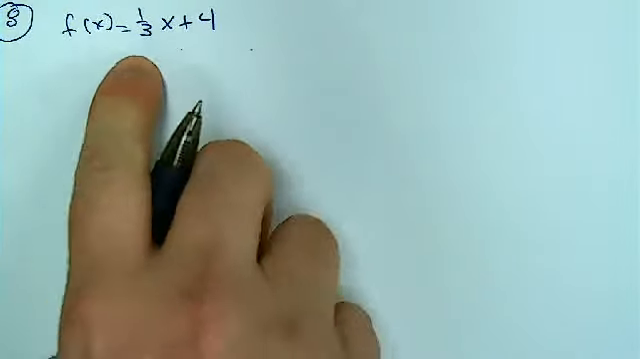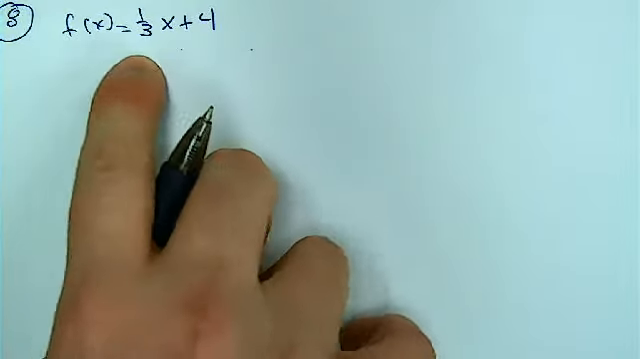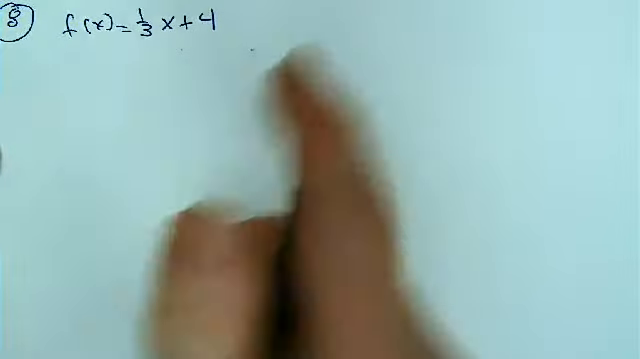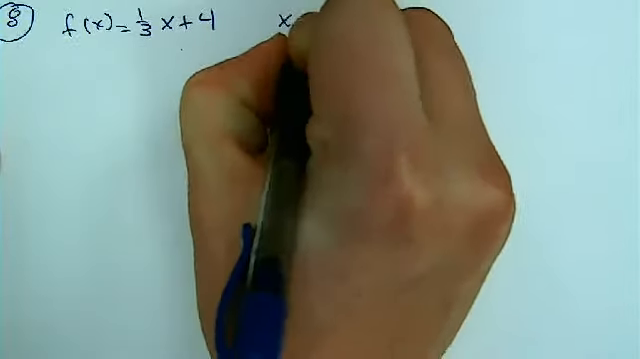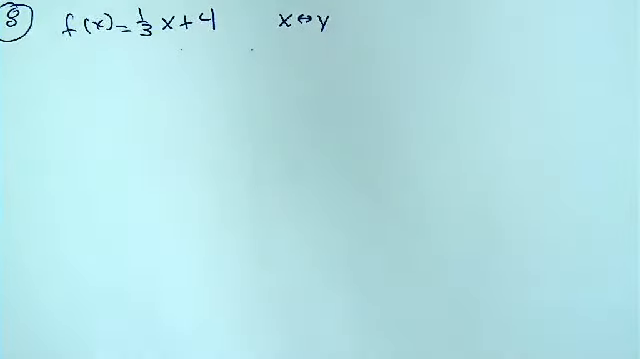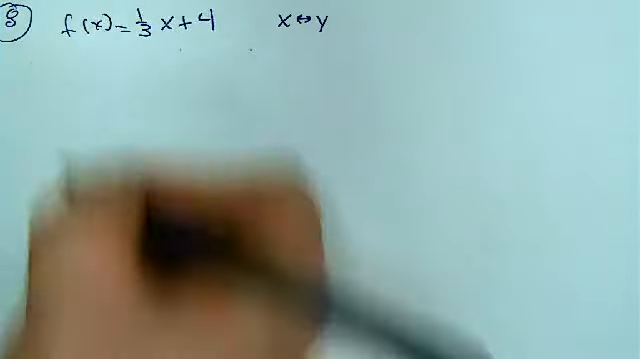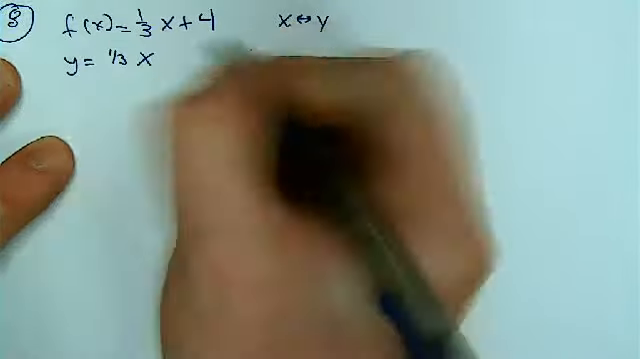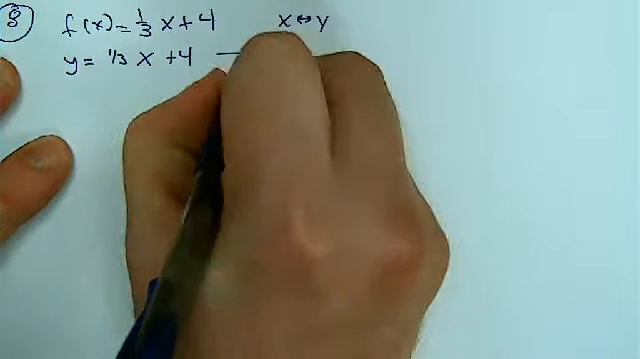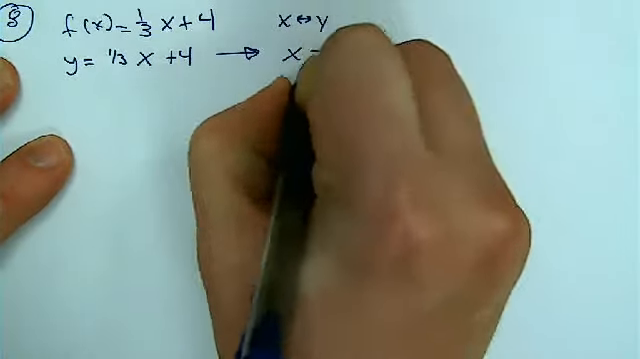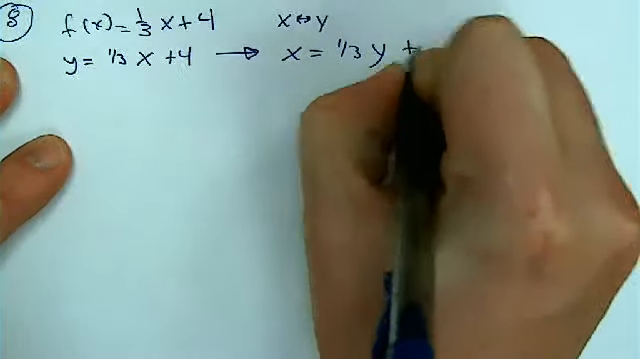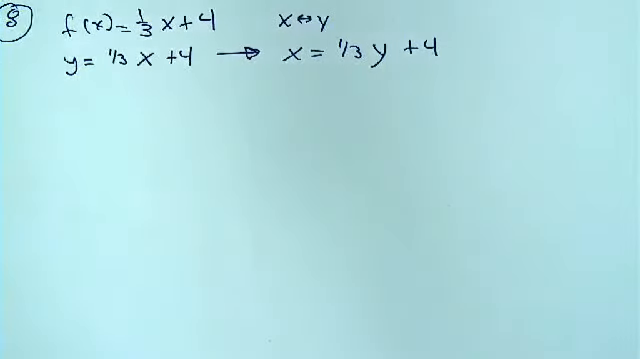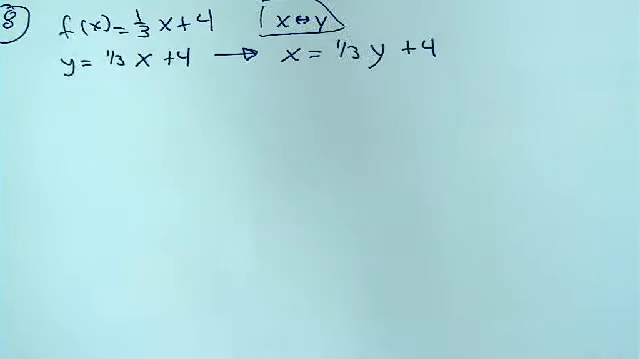So there's our function, and the question is, what's the inverse of it? Now, for what we've been talking about, the inverse happens when the x and the y get interchanged. So you flip them. So if the original equation is y equals 1/3 x plus 4, then it becomes x equals 1/3 y plus 4. That's it? Well, that's the start.